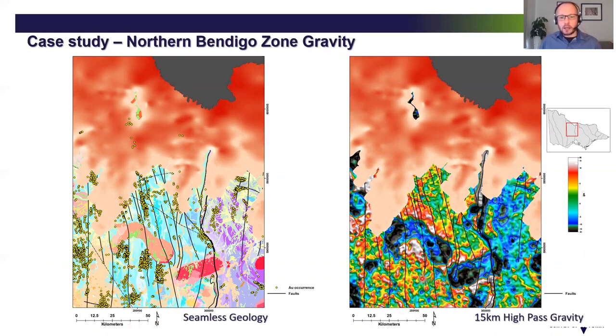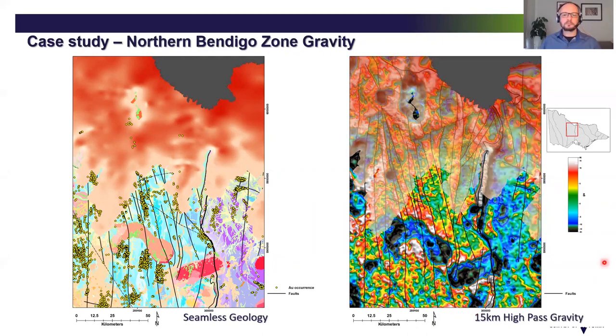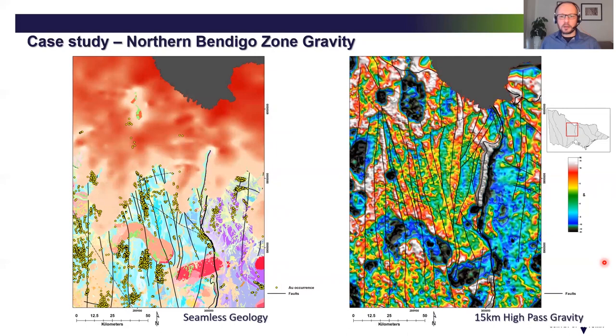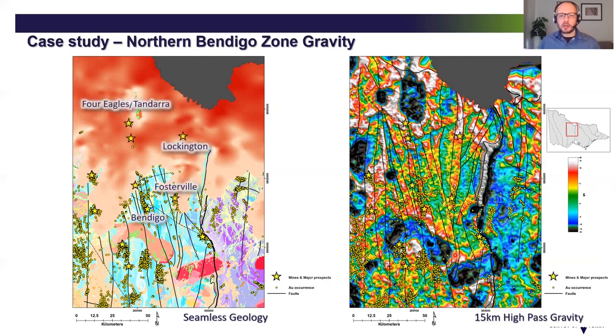And if we overlay them on the gravity, we can interpret them and infer them from some of the response. So this is a 15-kilometer high pass gravity image. If we strip away the cover, you can see these trends, these anomalies extending north under cover and really mapping out some of the faults that are interpreted in the outcropping areas. And if we overlay the major prospects and mines, you can see again that they correlate really well with the anomalies and the interpreted faults.